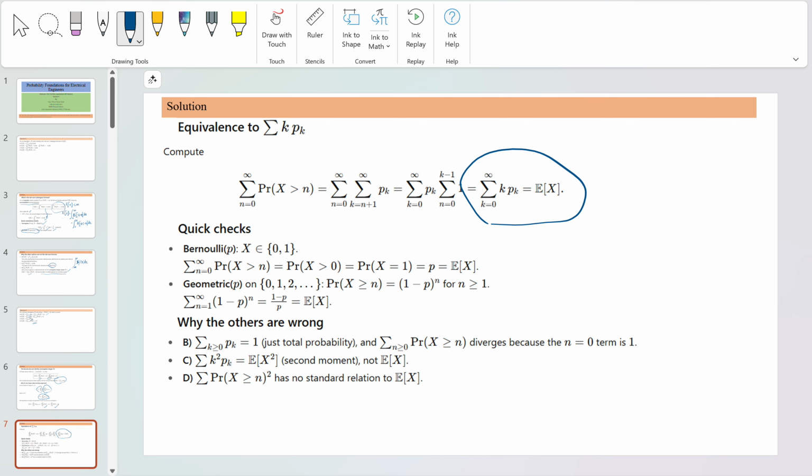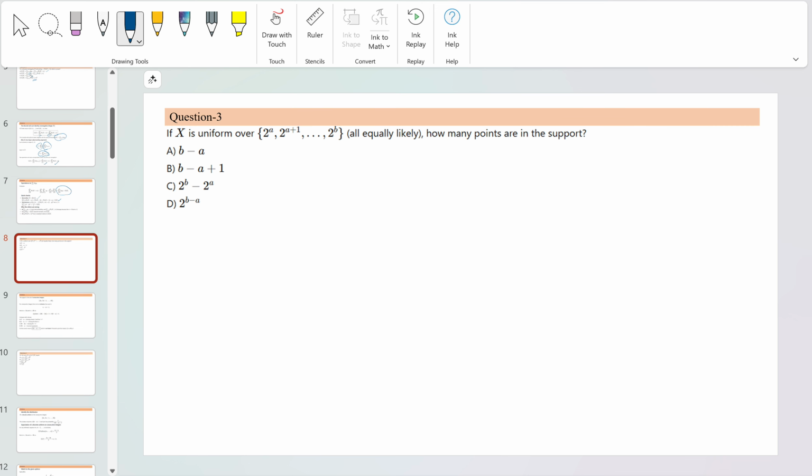So by the quick checks, say the Bernoulli's x belonging to 0 to 1. So this is p is equal to expectation of x. They're similar with the geometric option also. Okay. Let's move forward. Try to solve the other problem. Try to solve this.